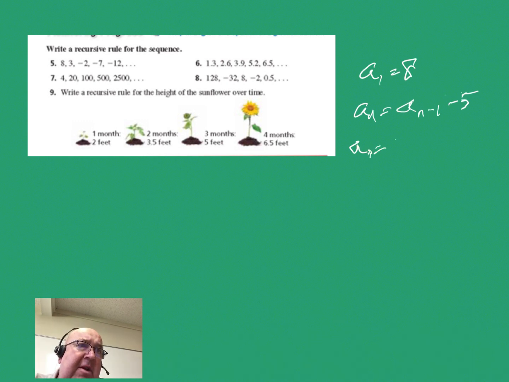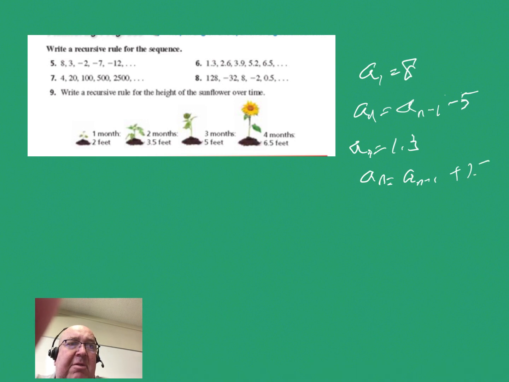A1 equals 1.3. We're adding 1.3 each time. So a to the n is equal to a n minus 1 plus 1.3.